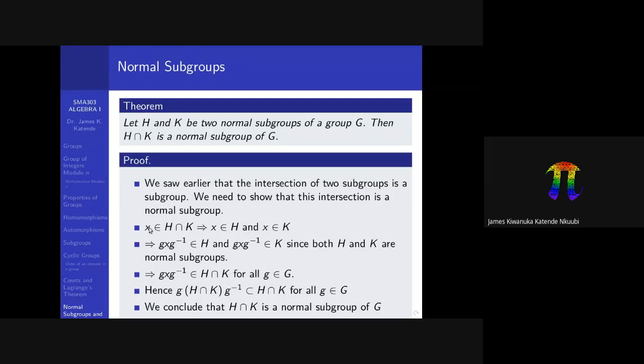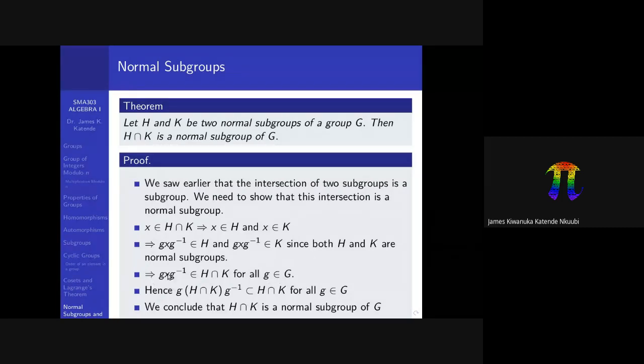So if you pick any element in the intersection, it means it must be an element of both H and K. That's what it means to be the intersection. And since H and K are normal, gxg inverse must be an element of H, and gxg inverse must also be an element of K. This is true because H and K are both normal subgroups. For that reason, you can conclude that since gxg inverse is in both H and K, it must also be in the intersection for any element g in the group G.